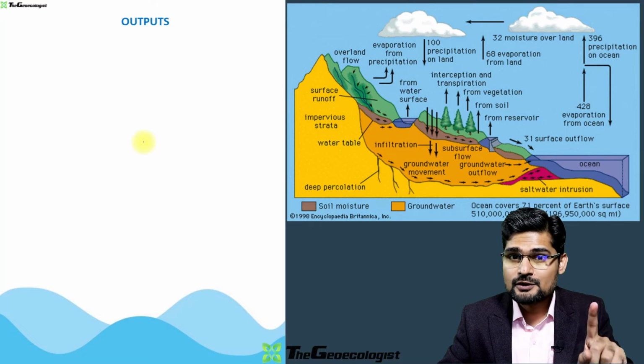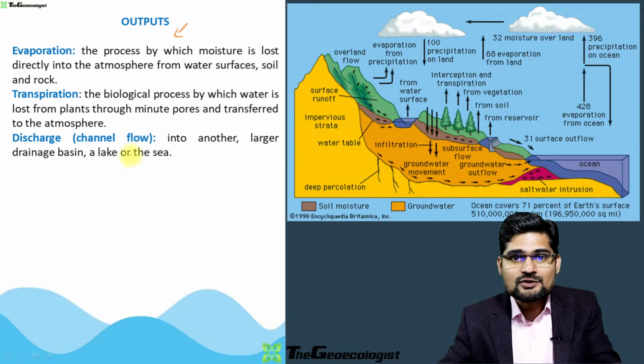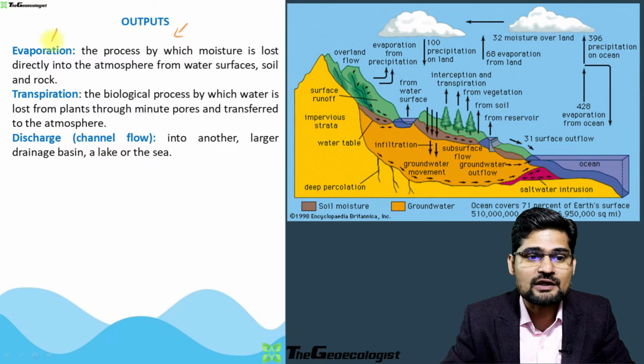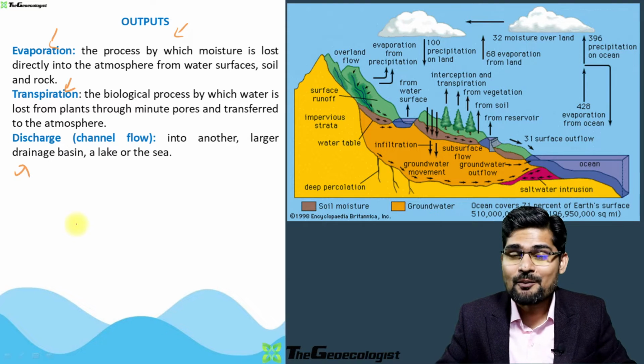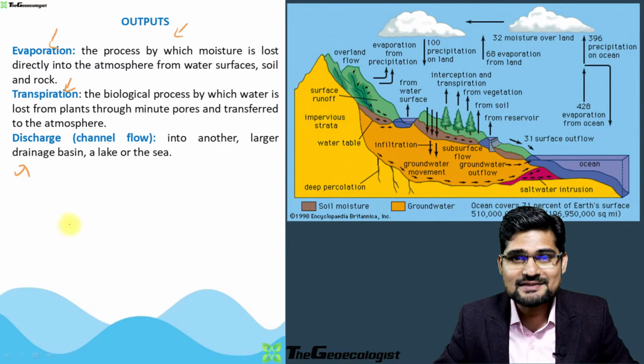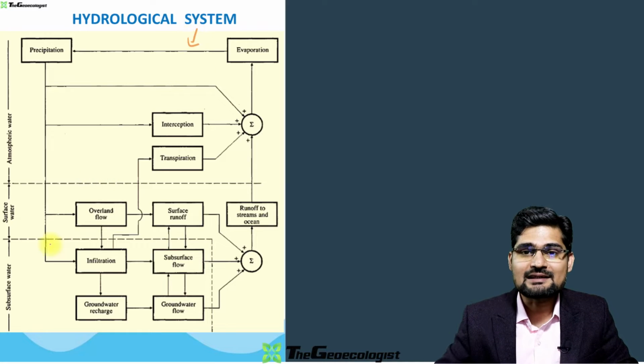So you have input, flows, and then you have outputs. So how is the water going up again into the atmosphere? Through evaporation, transpiration, and also there is something called discharge, which is a very important component of quantitative hydrology. As we go into the lectures, you'll understand what all this is. So the hydrological system has all these components listed here.